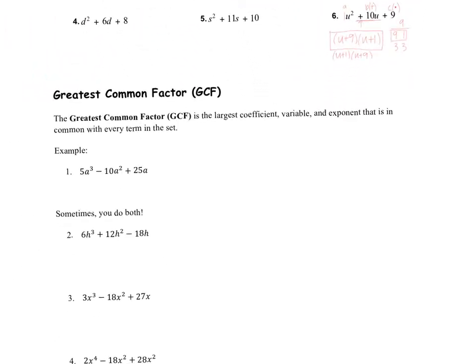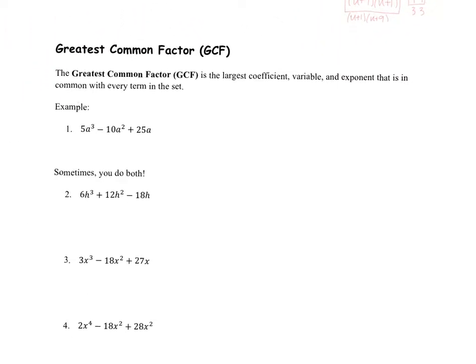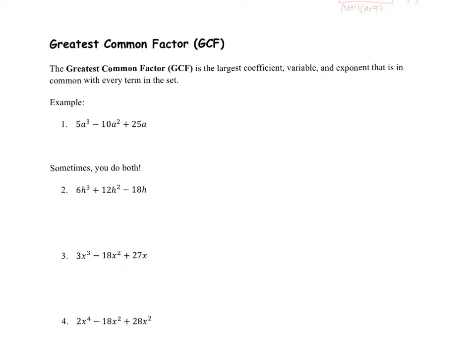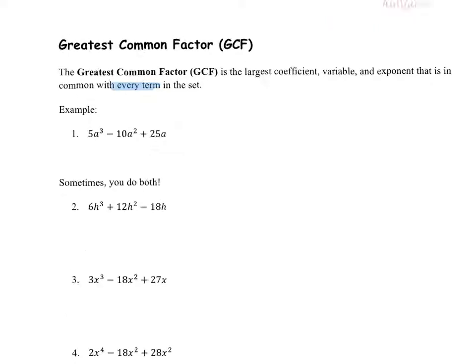All right, let's move down to this next section here. Greatest common factor. All right, so the greatest common factor is the largest coefficient, variable, and exponent that is common with every term in the set. I want you guys to highlight every term. Okay, that every term is really, really important. Okay, let's look at an example.